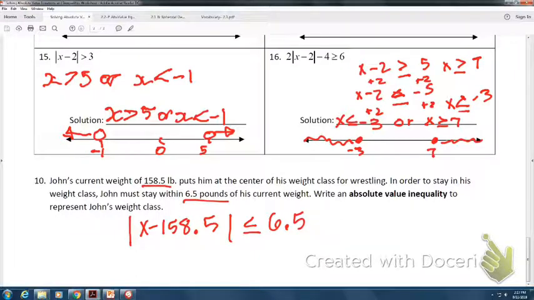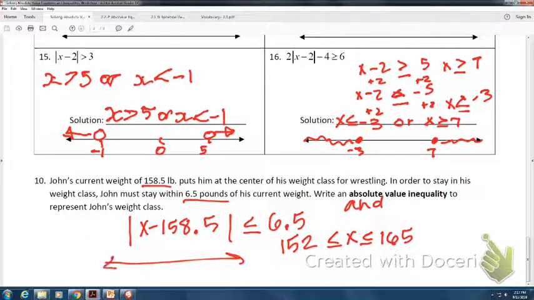Okay, do we have "and" or "or"? And. Okay, so you know that it's going to look something like this. What's my maximum? 165. What's my minimum? 152. Okay, so then your number line would look like this. So all of these weights are good to go.